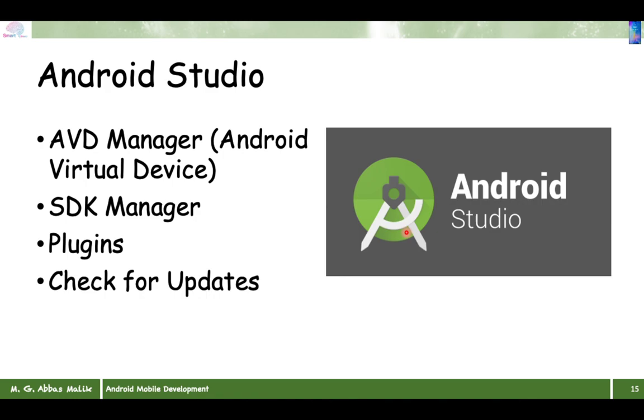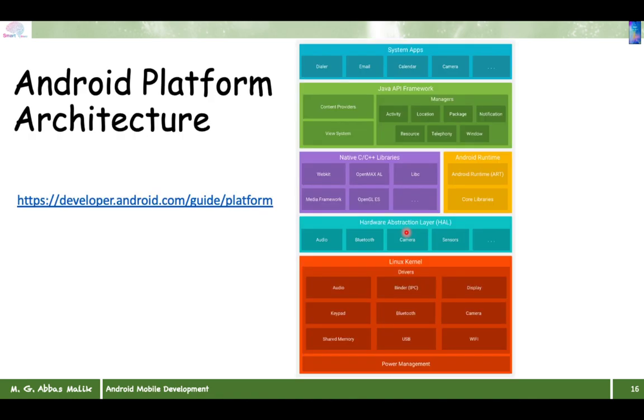Check for updates, of course. Those libraries, those SDKs, and the Android development environment, Android Studio, are continuously being upgraded. So there is an upgrade cycle, and we definitely need to check for upgrades so that we can keep our system up to date according to the latest standard. So this is the overall platform architecture for Android.